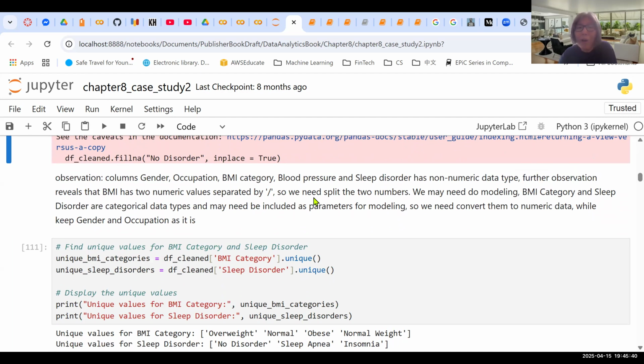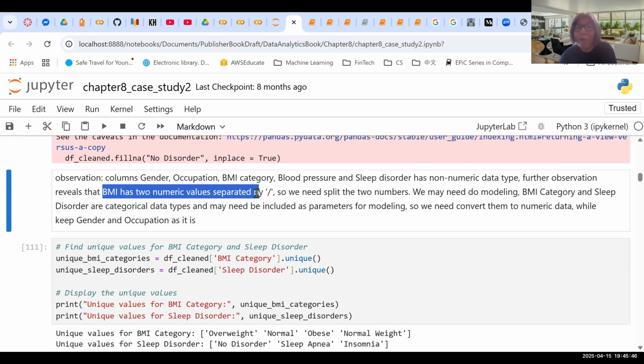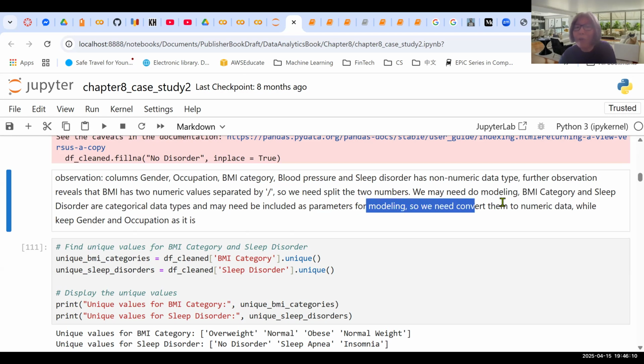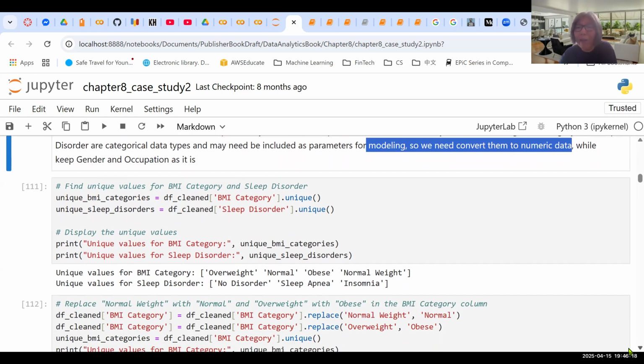And further observation, we already see that blood pressure has two numbers separated. So we are going to split the two numbers. And BMI and sleep disorder are categorical data types. For categorical data types, when we do modeling, we need to convert them to numeric data. So we need to do some further data conversion.